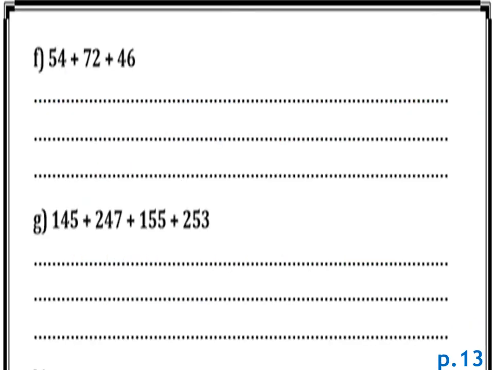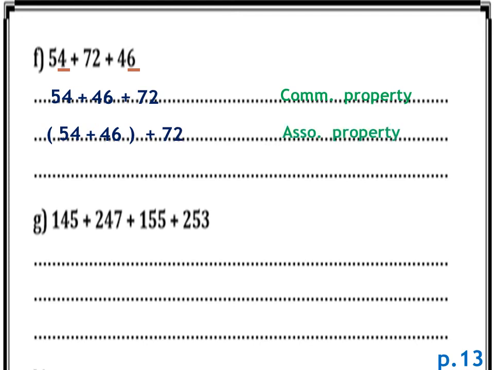And now in letter F, 54 plus 72 plus 46. Here we have 4 and 6. So put them beside each other. So 54 plus 46 and then plus 72. Here the name is commutative property. And now let's use the associative property. So open bracket, write 54 plus 46 and close the bracket. Then plus 72 out. And now here associative property. And let's calculate 54 plus 46 equals 100. So write 100 plus 72, which equals 172. And this belongs to N, which means closure.